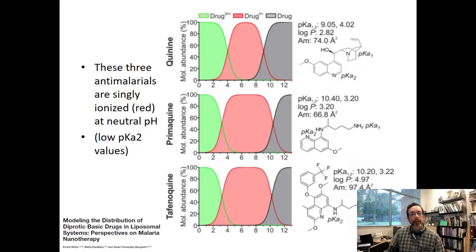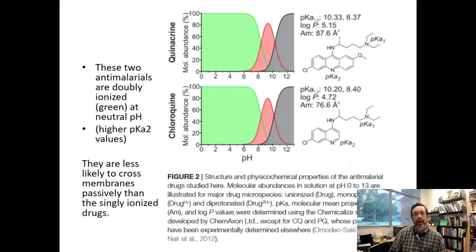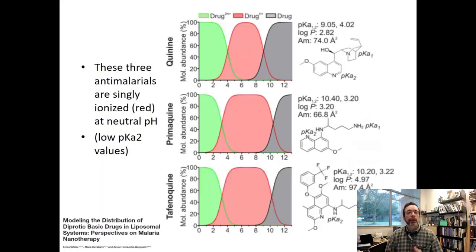These three antimalarials all act the same. Look at the graphs, and they all have similar ranges. At neutral pHs, they are singly charged. That's because their pKa's are similar to each other. You look up and down at those two pKa's, they're both around 9 to 10, or 3 to 4 for the two different pKa groups. That means their pKa2 values are low. These are singly charged at neutral pH. By the way, I should read them out. Quinine, primaquine, and tafenoquine are the three drugs that are like this.